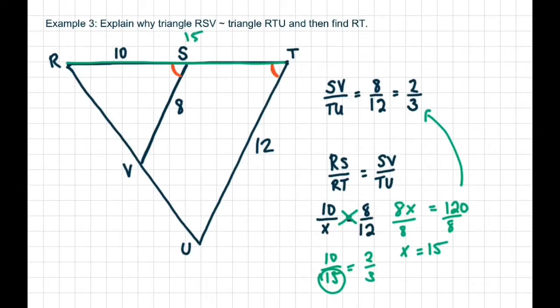So then I know that these two triangles are similar by the sides, the angle, and the sides. So triangle RSV is similar to triangle RTU by side-angle-side similarity.